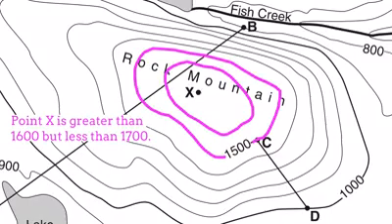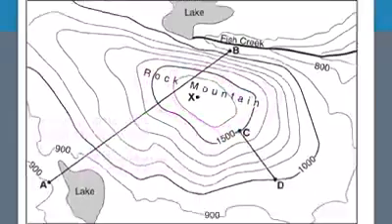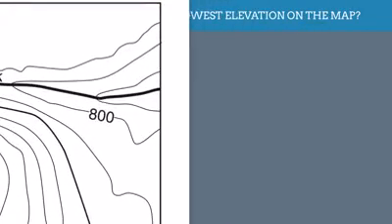But what if I were asked what's the highest possible elevation of point X? Well, greater than 1600 but less than 1700 means that the highest possible elevation of X would be 1699. But what about lower points on a map? Well, if I look at this map, it seems to me that the lowest spot would be over here by this 800 contour line. And this is decreasing. This river here is flowing downhill. That means that this is a 700 line.